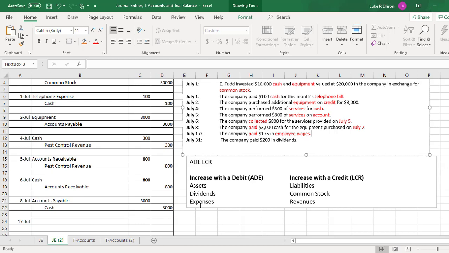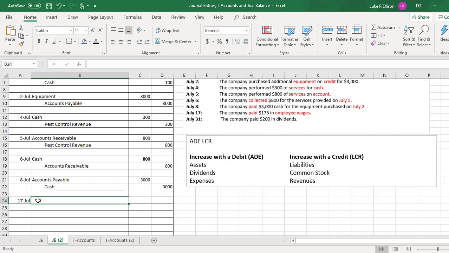And we know that expenses increase with a debit. We've incurred an expense, which is an increase in expenses. So we're going to have to debit this, and usually we call this wages expense. And that is for $175. And whenever you have paid in there, you know that's going to be cash. So we're going to have cash for $175 as well. And remembering that this is an asset which decreases with a credit. Since we're paying it out, it's going to be a decrease in cash.